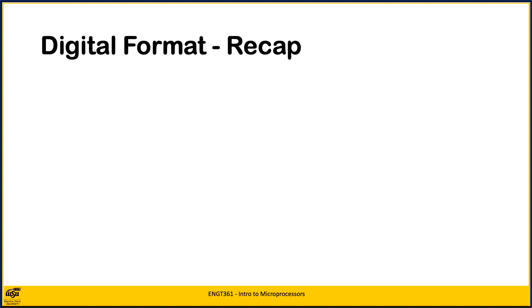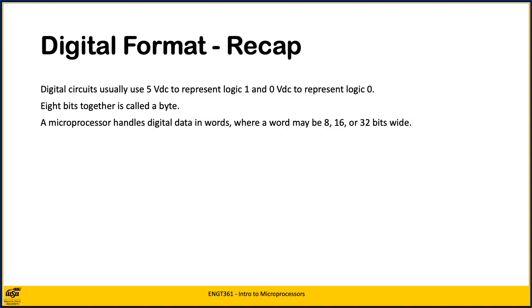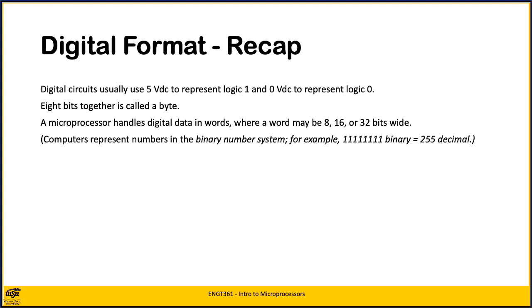Digital data is in the form of bits, where each bit has the value of either 1 or 0. Digital circuits usually use 5 volts DC to represent logic 1 and 0 volts DC to represent logic 0. 8 bits together is called a byte, and a microprocessor handles digital data in words, where a word may be 8, 16, or 32 bits wide depending on the width of the bus. For example, an 8-bit microprocessor has an 8-bit byte-sized word with a maximum decimal value of 255.